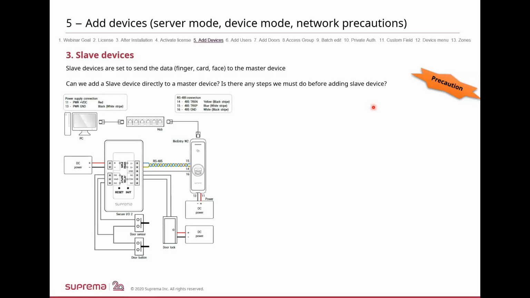Let's see. So assuming you have a BioEntry W2 and you are going to connect a slave device, in my example here, the slave device is SIO2. SIO2 is one of our peripheral devices. You can have W2, you can have P2, you can have any other device as a slave. It is the same connection. So you are going to connect the master device with the slave device through RS-485.